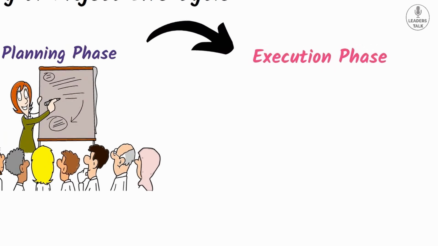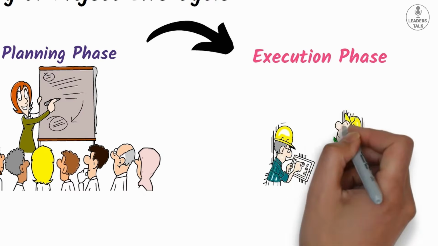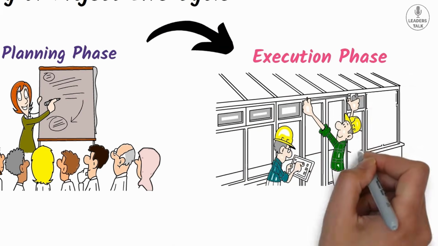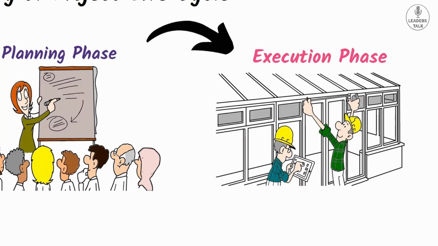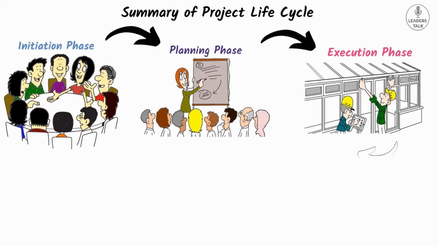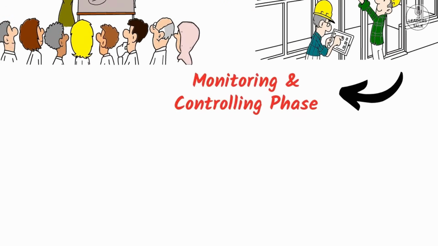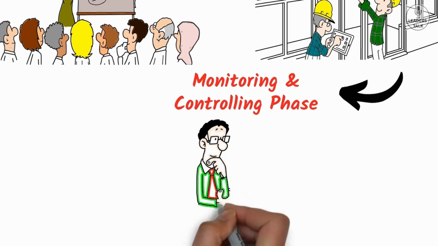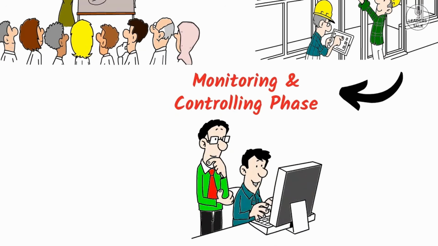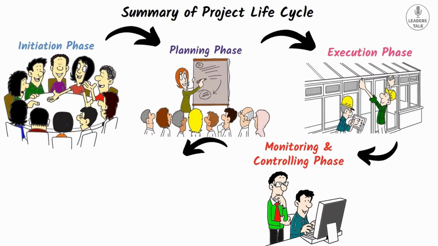Execution phase. This is where the actual work of the project takes place. Tasks are assigned, and the project manager ensures that the project stays within scope, time, and budget. Monitoring and controlling phase. Ongoing assessment and management of the project's performance take place during this phase. Issues are identified, and necessary adjustments are made to keep the project on track.